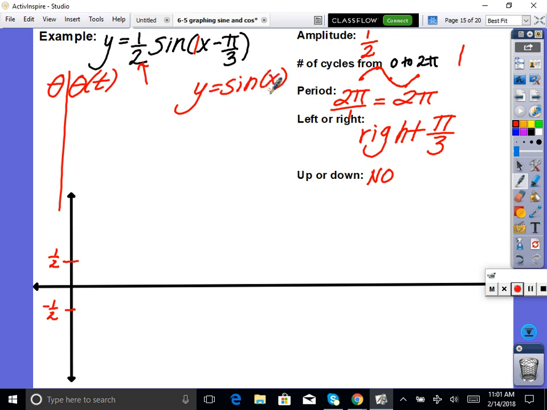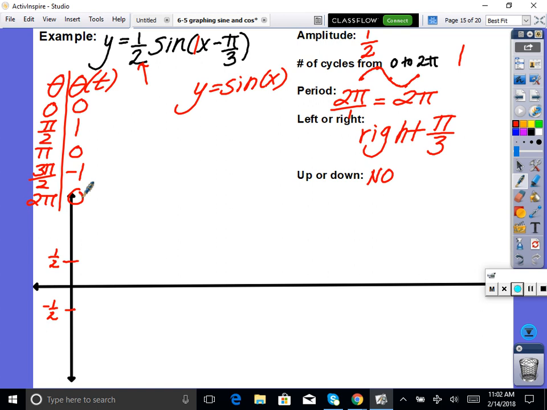So let's think of the unit circle. 0, up to pi halves, then over to pi, right, on the unit circle. 3 pi halves, and then 2 pi. And then remember, sine is 0, max, 0, min, 0. Does everybody see where I'm getting those parent function points from? Now we're applying these transformations.